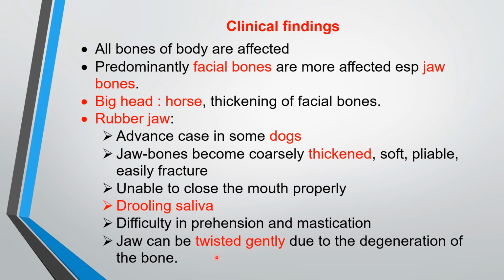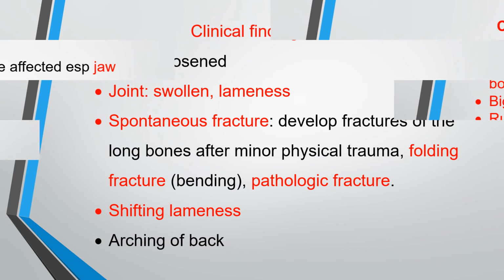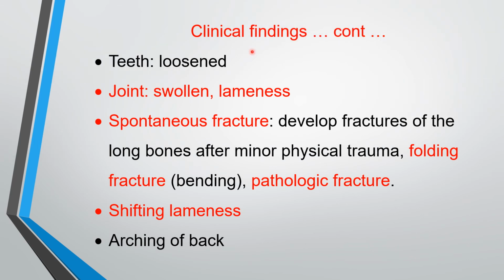In advanced cases, the jaw becomes so soft that it can be twisted very gently due to degeneration of the bone and the fibrous tissue laid down. And so it is called rubber jaw, observed in some of the old dogs in advanced cases. We continue here the clinical findings. The teeth are loosened and some of the teeth may be moving or may be falling.